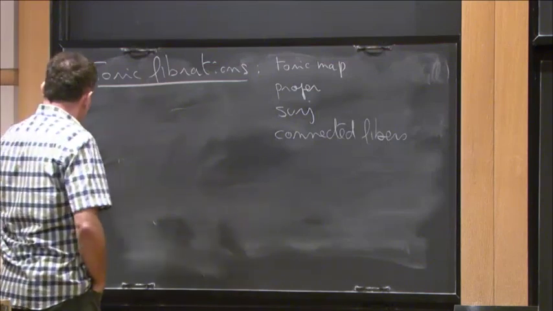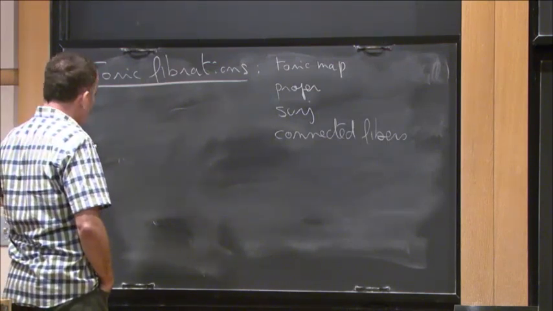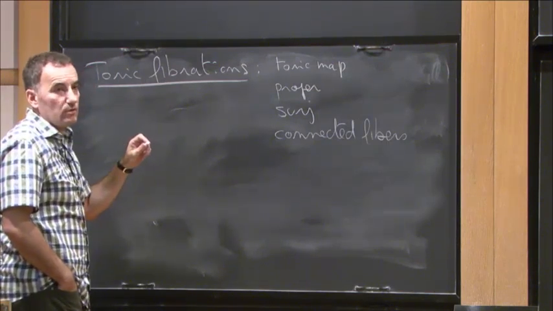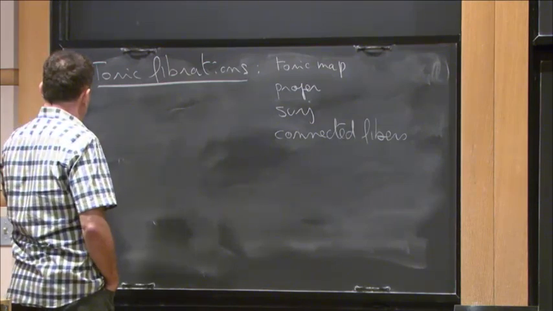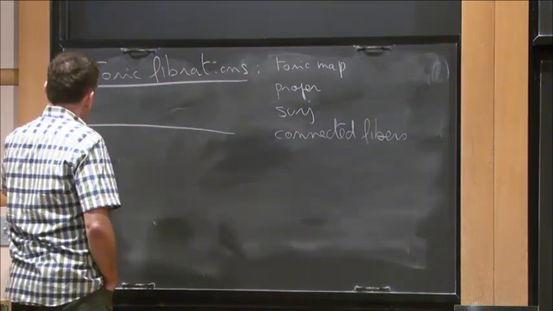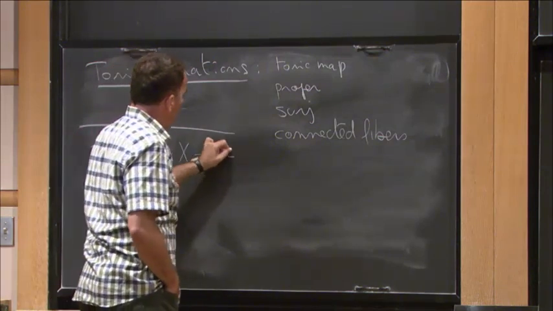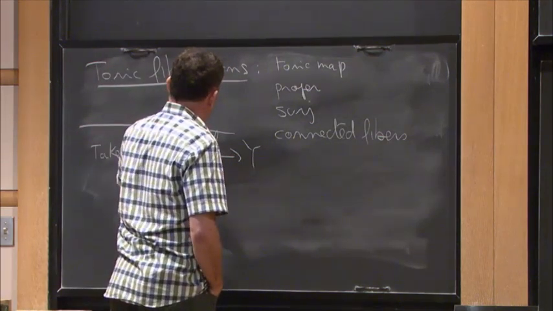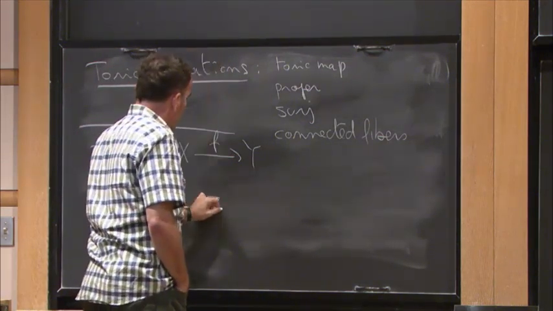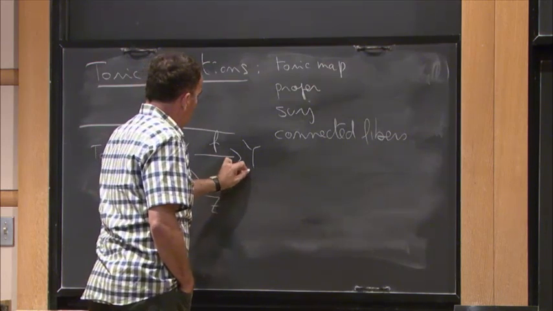So the first fact is that you have Stein factorizations in the toric world. So this is a definition. Now take any proper map of toric varieties and then Stein factorize.